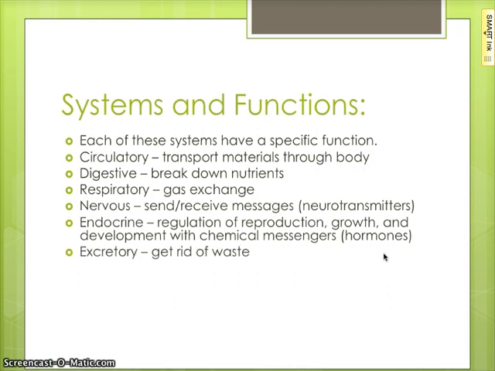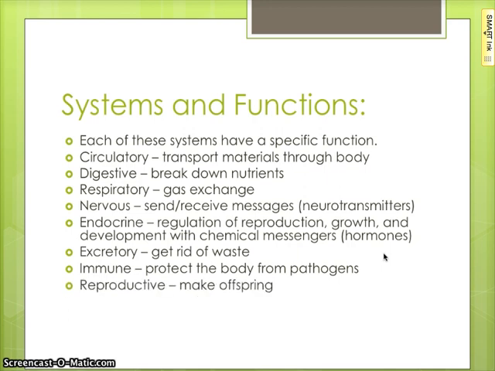Excretory system is to get rid of waste. This is not solid waste, so a lot of times when we see this, we think solid waste. Excretory actually is waste like sweat, or carbon dioxide out of our lungs, or urine. The immune system protects the body. That's what fights all of the pathogens or the bacteria that are floating around. The reproductive system makes offspring to continue on the generation. Muscular, of course, is for movement, and skeletal gives us support so we don't just all fall over.